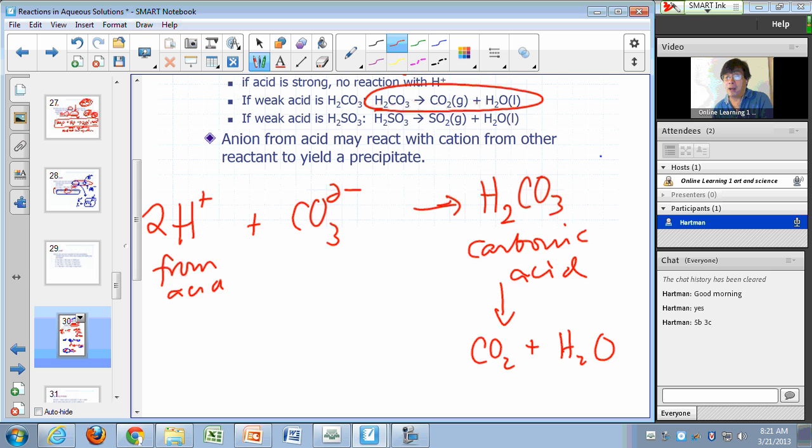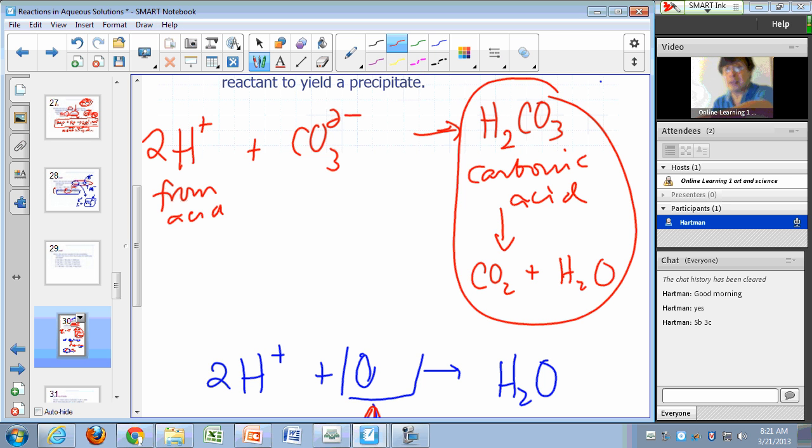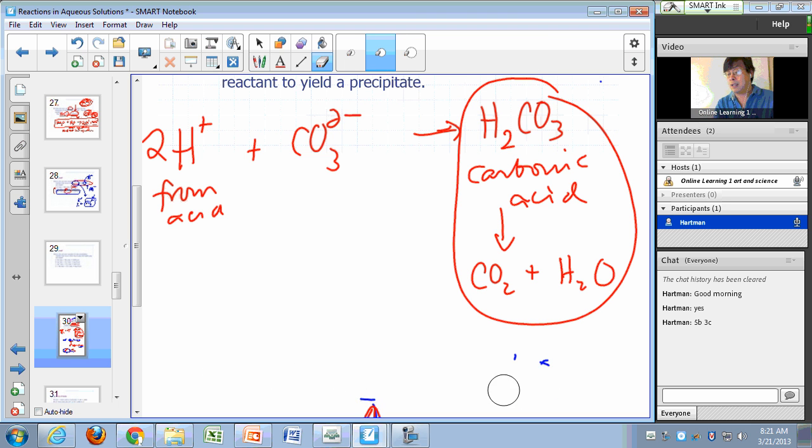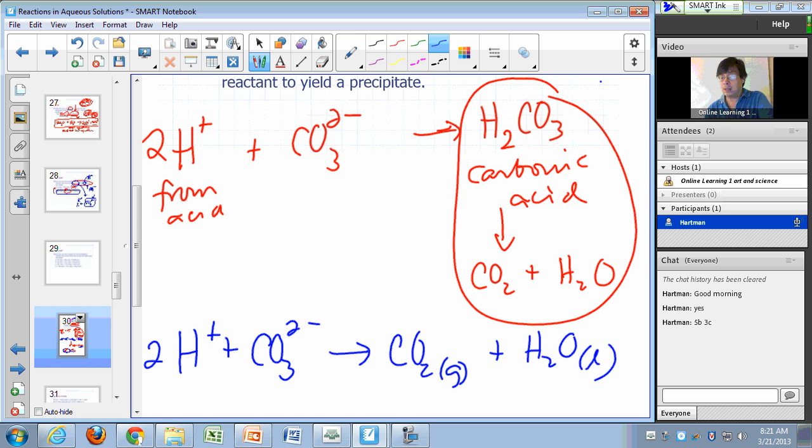So this part right here is a decomposition reaction. The overall reaction is, if you have H plus from the acid plus carbonate in water, it's going to give you carbon dioxide gas plus water, which stays with the liquid. So that carbon dioxide is the fizz that you see. For example, when you mix, let's say you can get your H plus from vinegar.